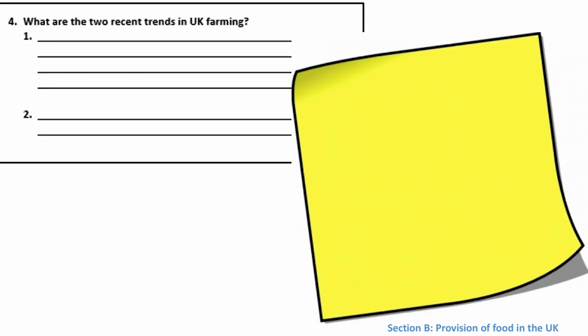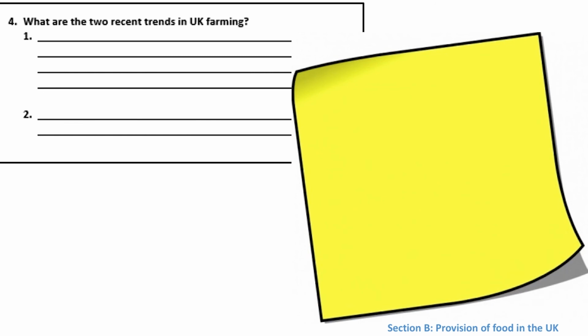Question 4 is asking us to consider 2 recent trends in UK farming. So look through your Caboodle book, or your book if you've got it in physical form in front of you, and think about what are the 2 recent trends in UK farming. Pause now, write your answers, and come back to see if they're correct.